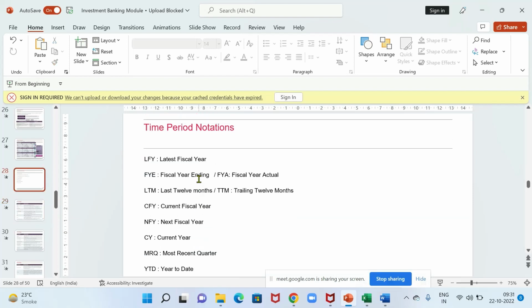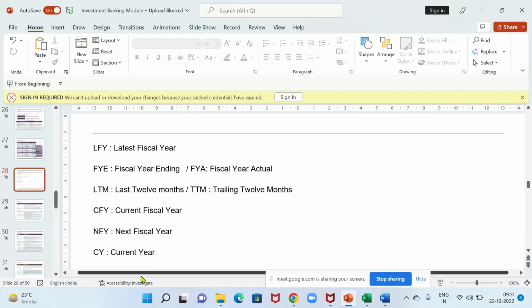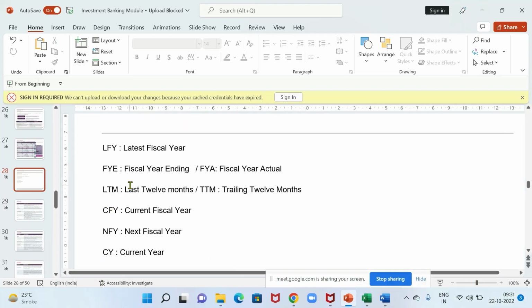Before we proceed on that, I'd like to show some time period notations that are very important from any modeling perspective. First try to understand what these are, and then I'll show you how we make the numbers fit into these terminologies.